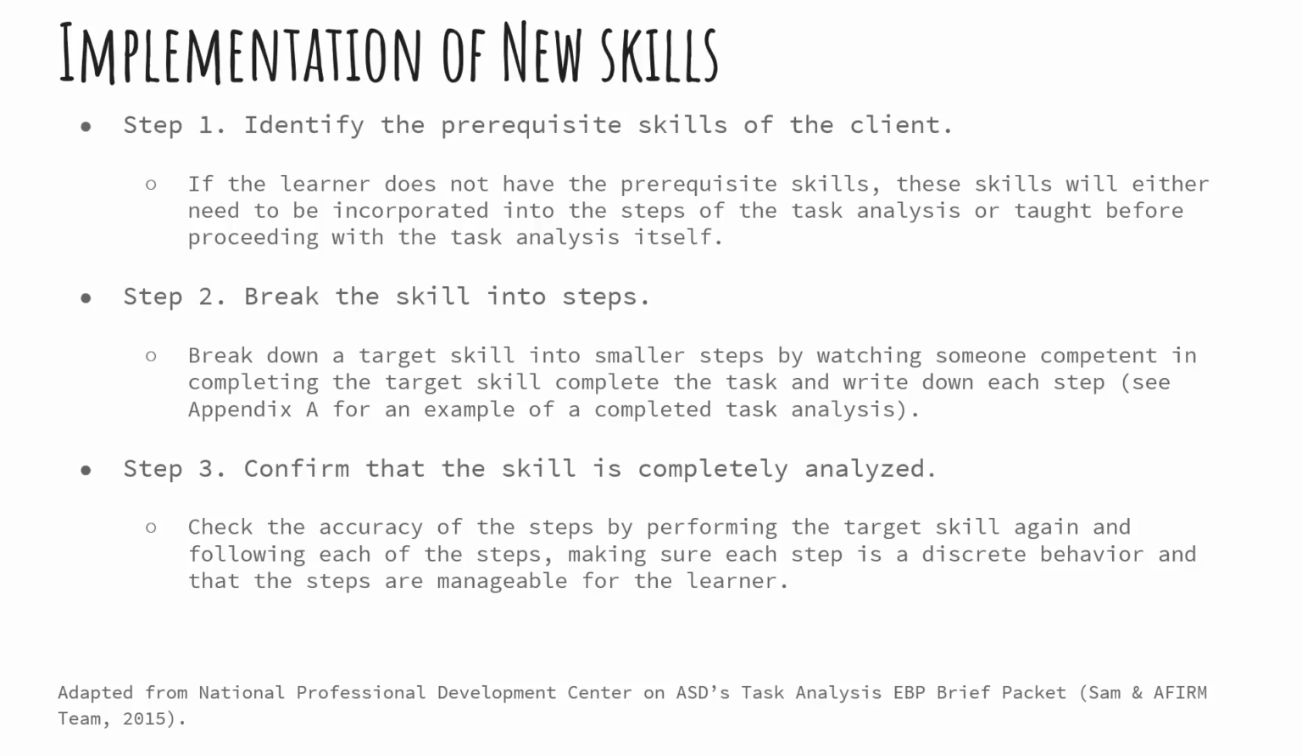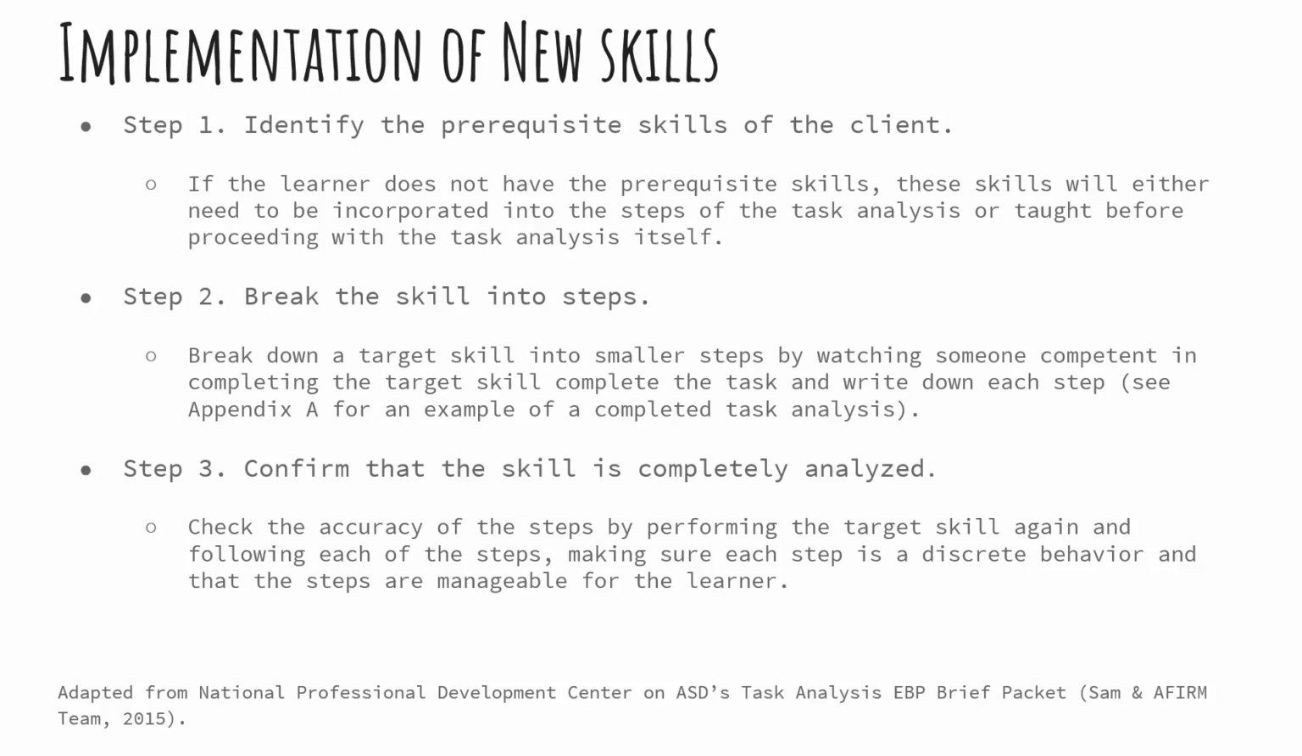Implementation of new skills. Step 1. Identify the prerequisite skills of the client. If the learner does not have the prerequisite skills, these skills will either need to be incorporated into the steps of the task analysis or taught before proceeding with the task analysis itself. Step 2. Break the skill into steps. Break down a target skill into smaller steps by watching someone competent in completing the target skill, complete the task, and write down each step. See Appendix A for an example of a completed task analysis.